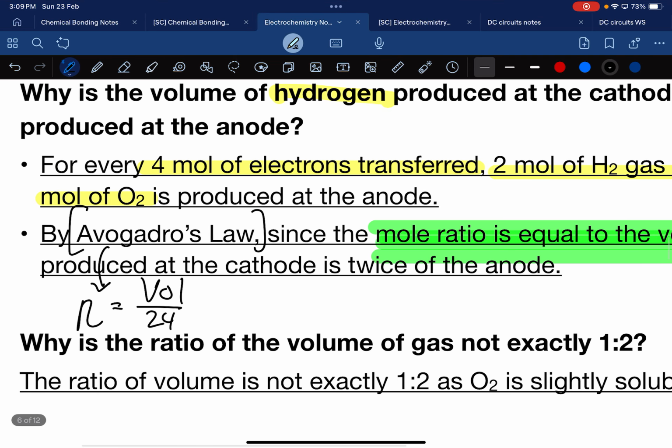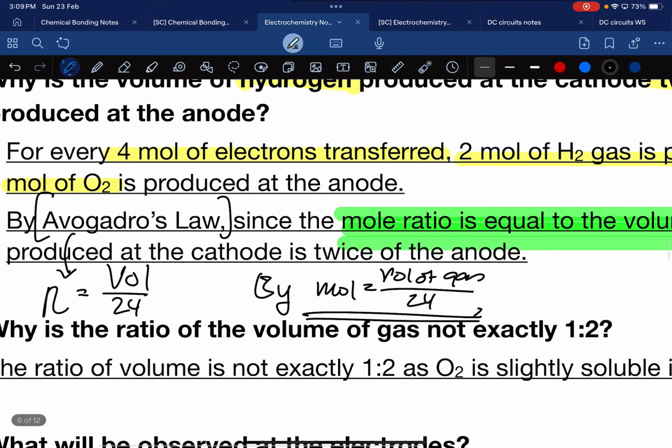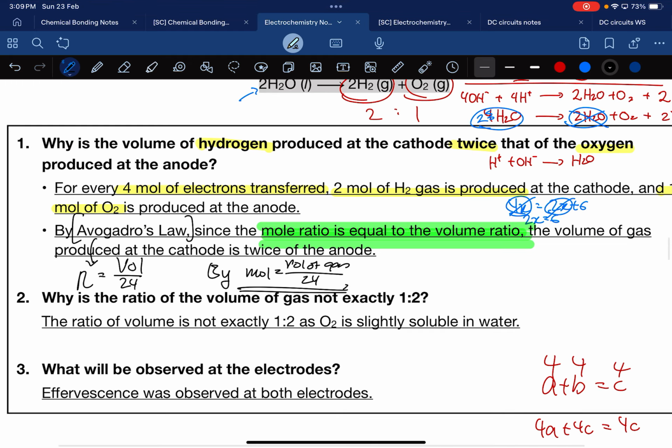Instead of saying by Avogadro's law, you can say by number of moles equals volume over 24, or by mole equals volume of gas over 24. Since the mole ratio is whatever, then the volume ratio is the same. Instead of writing Avogadro's law, you can just write this. In other words, you put the formula into your answer in your structured question. So if the mole ratio is 2:1, the volume ratio will also be 2:1. Can?